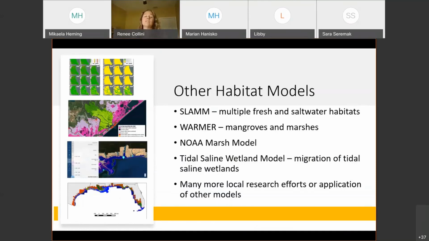There's the tidal saline wetland model. This one doesn't look at changes in function or habitat. It doesn't even look to see if the tidal saline wetland turns into water on that backside. This one is really focused on how it will migrate, or if it can migrate upslope as water level changes. There are also lots and lots of habitat models that have been developed by individual researchers across the different coasts in different areas.